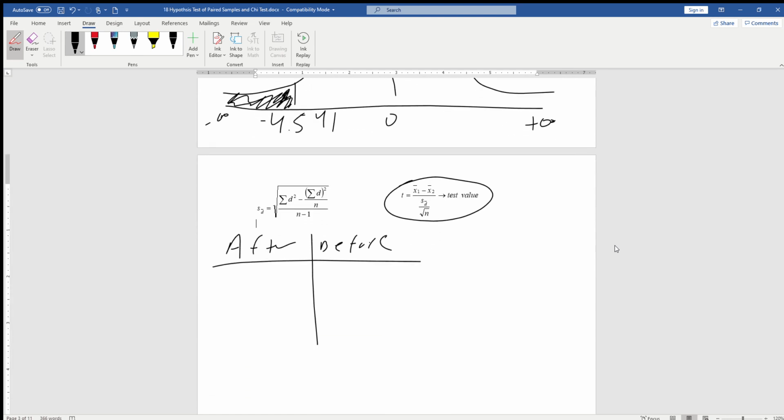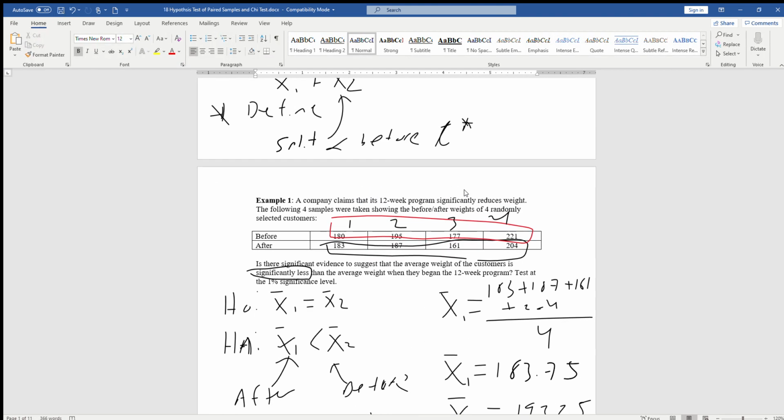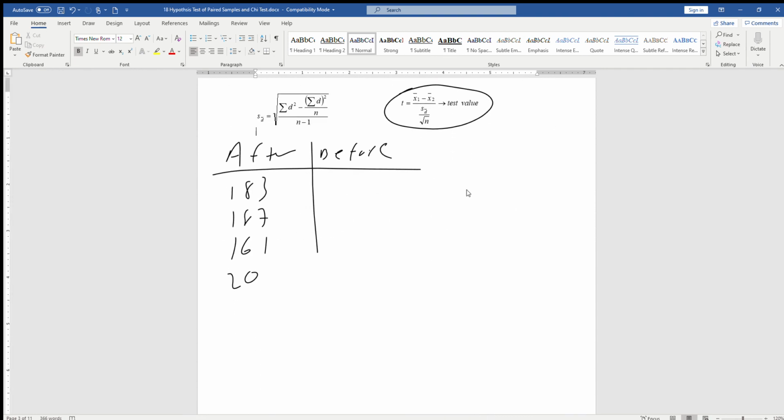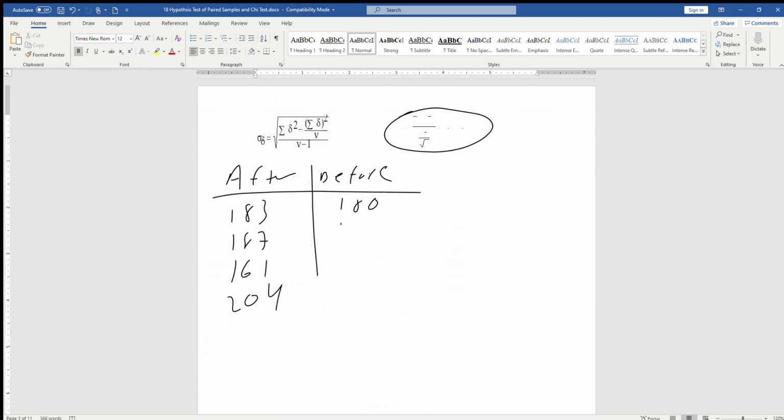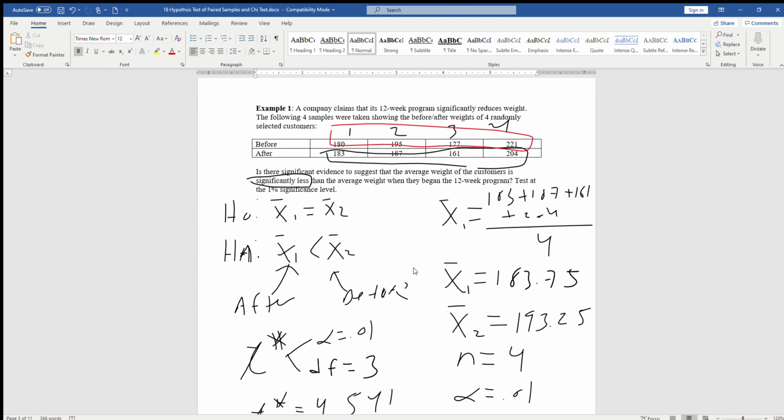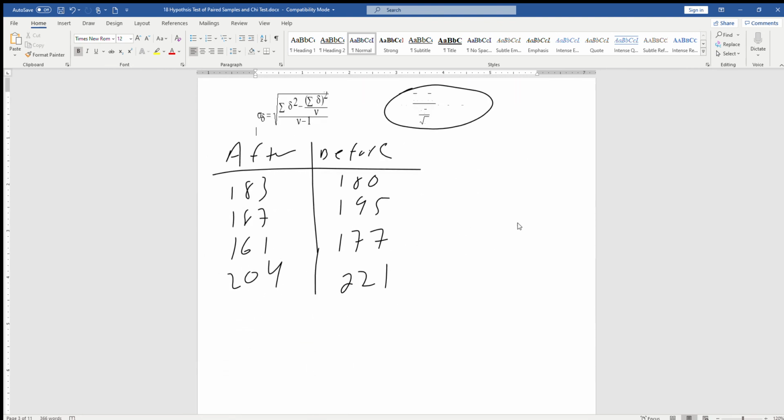183, 187, 161, and what was it, 208, 207, 204. And then we have 180 for the first before. So all I'm doing is copying it down from right here. 195, 177, 221. I'm just going to do one more check just to make sure I copied those correctly. 195, 177, 221. Okay. Now we're going to find the difference.